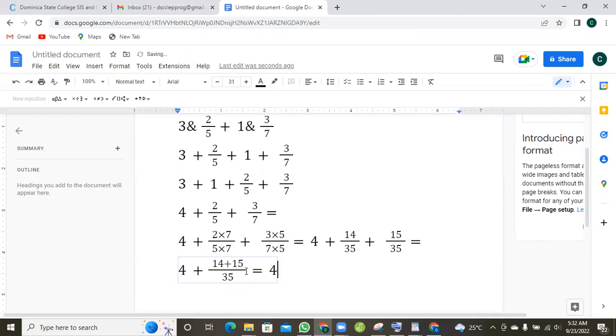So basically, we're going to have 4 plus, that will be 14 and 15, that will be 29 over 35. And when you read this, you're saying 4 and 29 over 35. So we can easily delete or hide the plus sign. So that's 4 and 29 over 35. That will be the final answer.